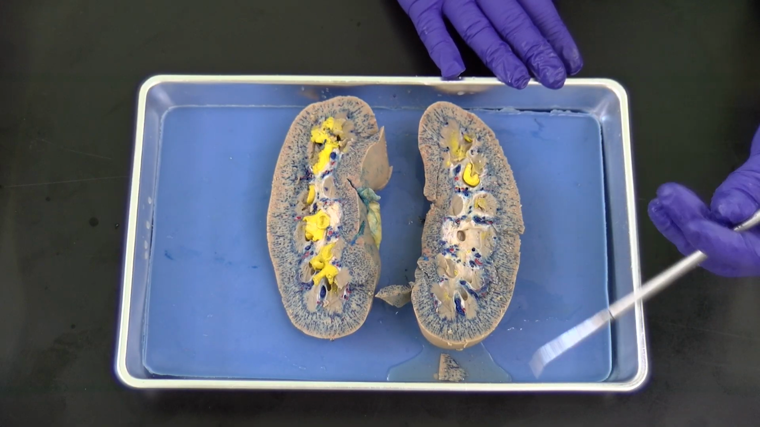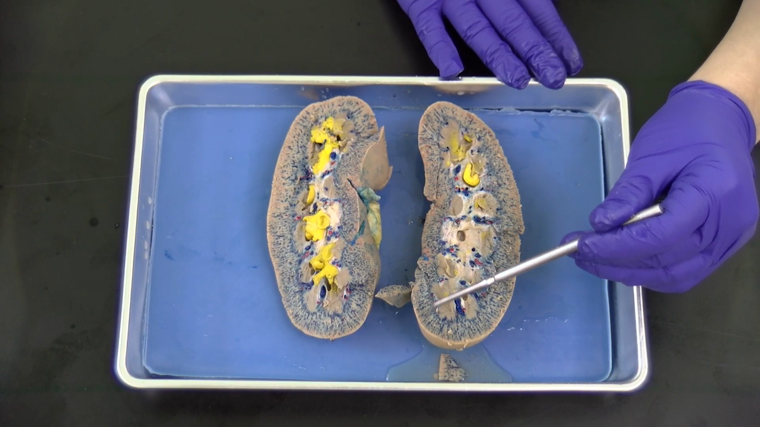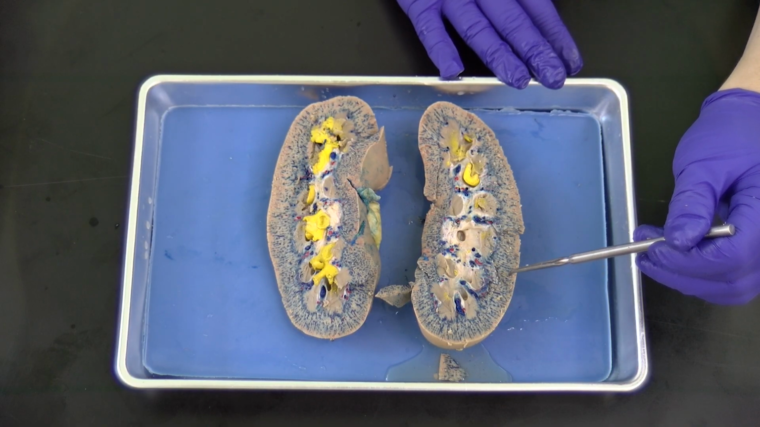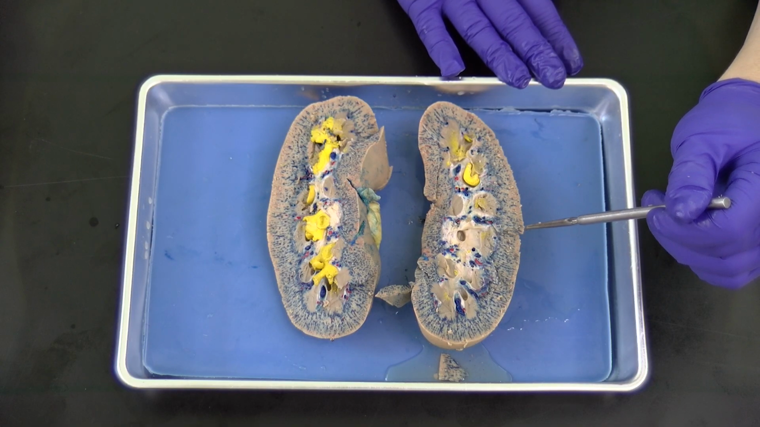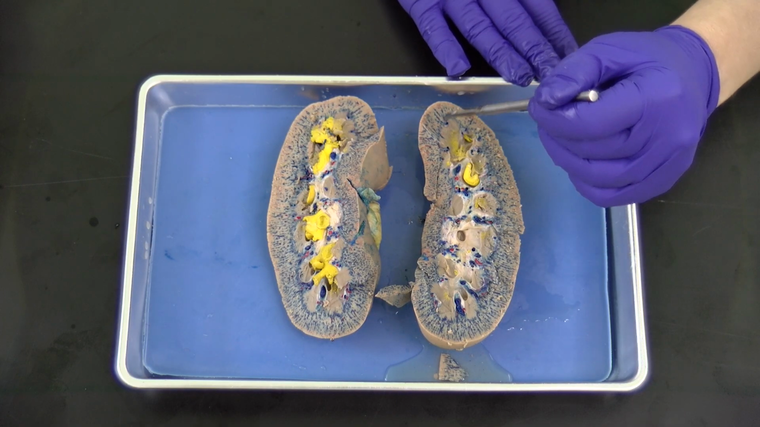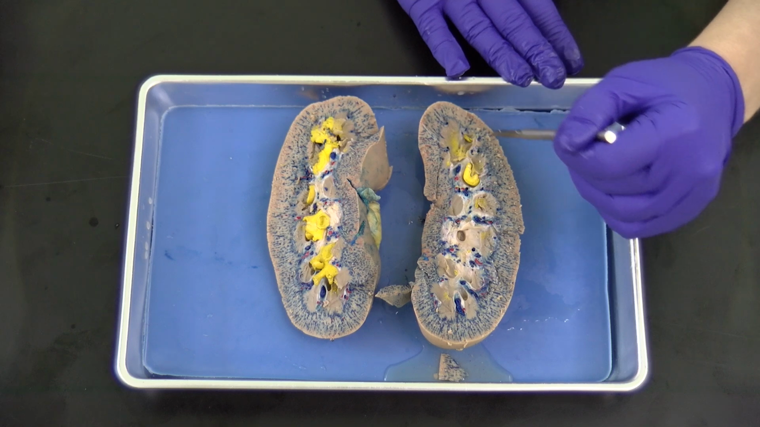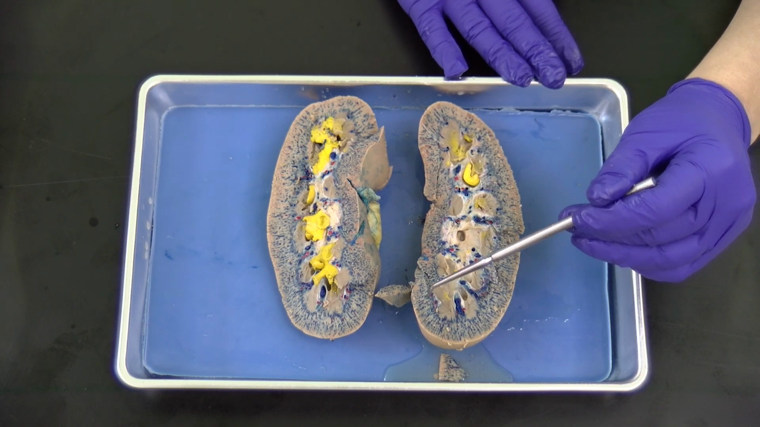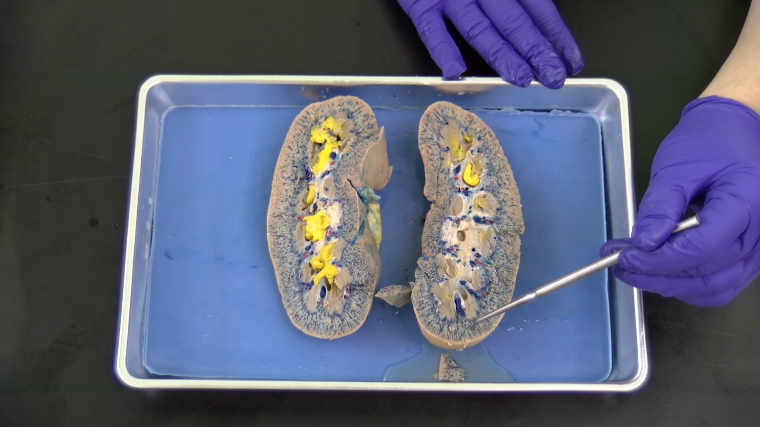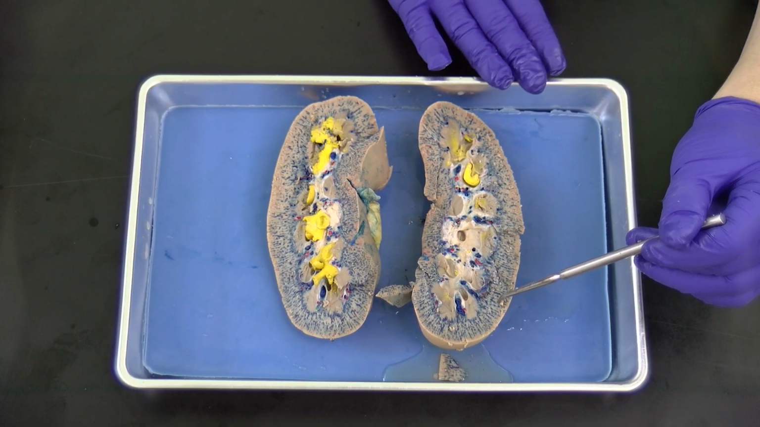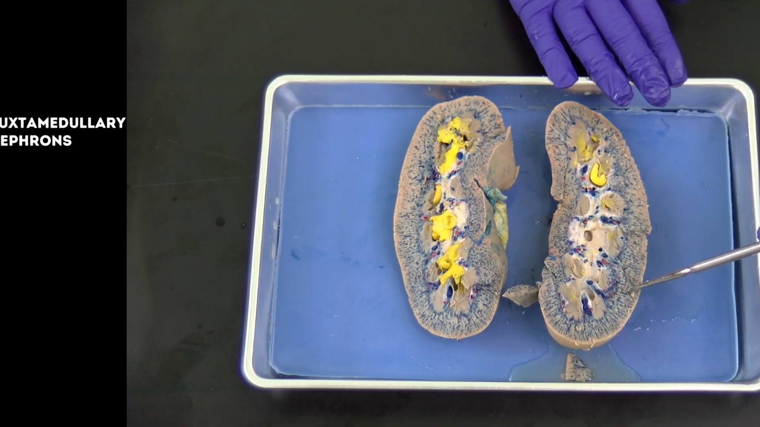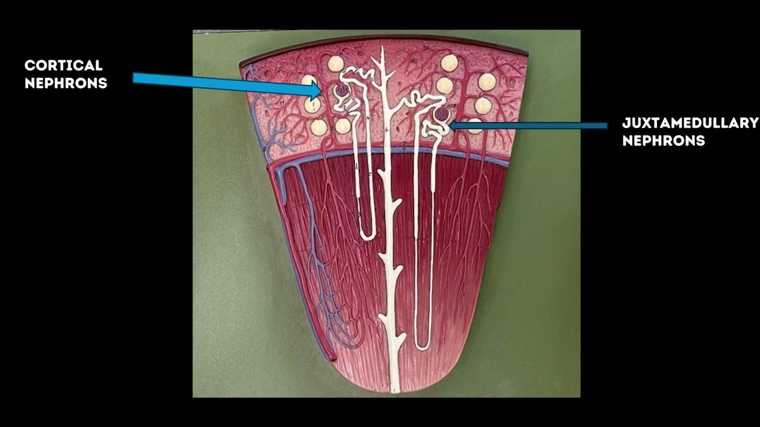So the thing that I want you to note about the cortex is again where most of the really exciting and important action is happening. We have what are called nephrons here. Nephrons are the functional unit of the kidney, and they are the structures that are responsible for doing this big work of filtration. Nephrons that live here in the cortex are called cortical nephrons.